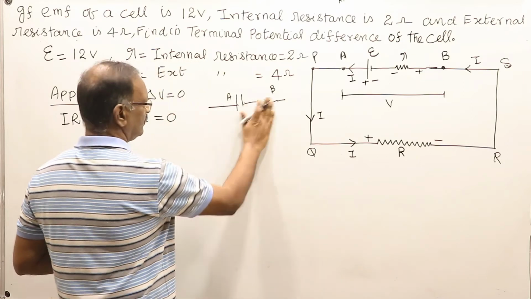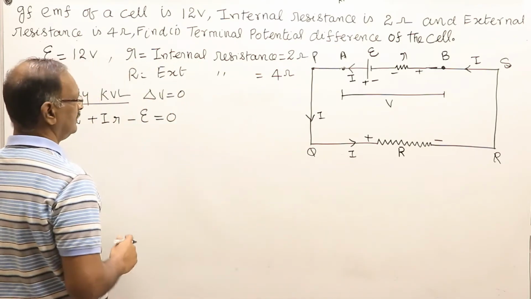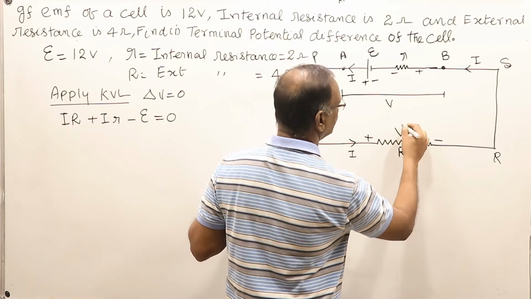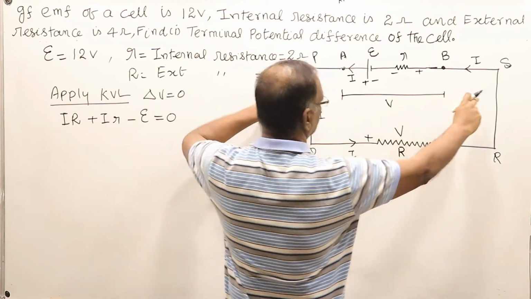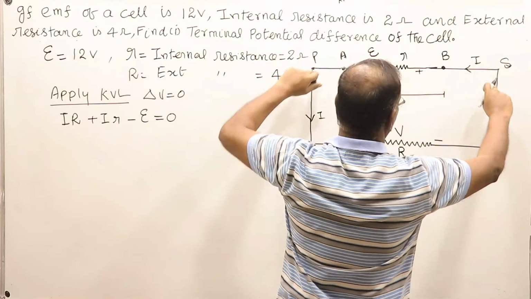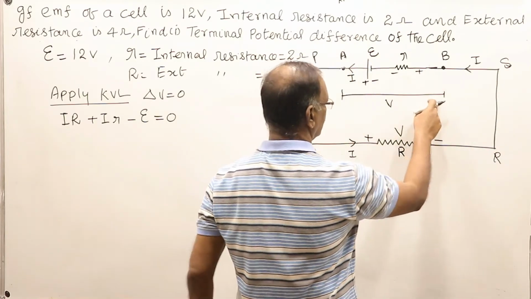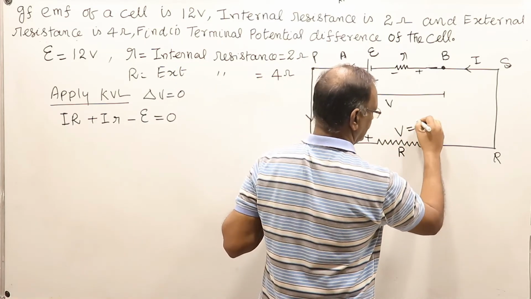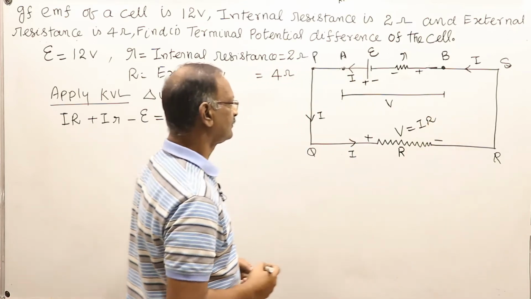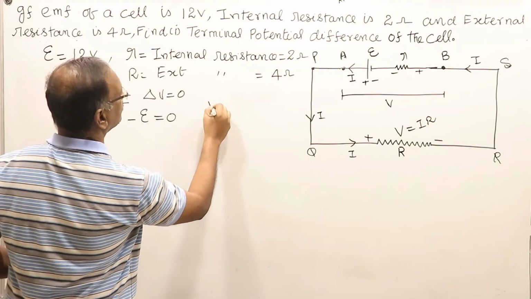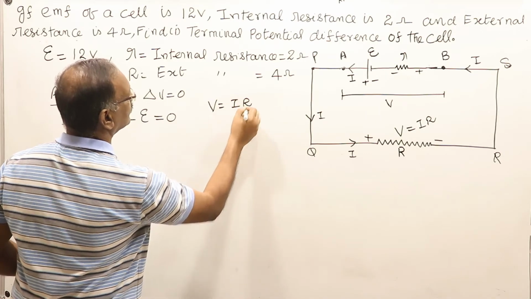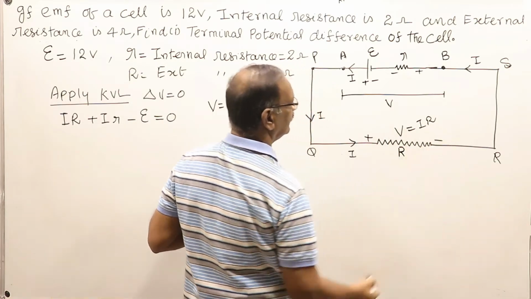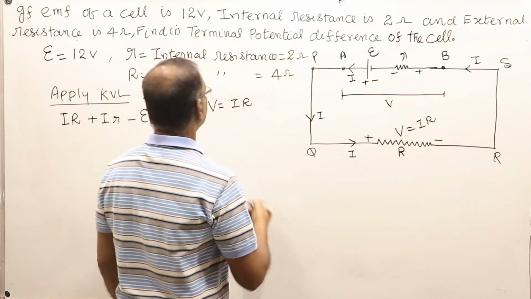Now how to express terminal potential? From this equation we can write, what is I into R? This is V. This is also V, because whatever potential is available from here, the same potential is available here. That is, terminal potential is equal to the voltage drop across the external resistance, which is equal to I into R. So V is equal to I into R. The potential drop across this point is equal to the terminal potential difference.